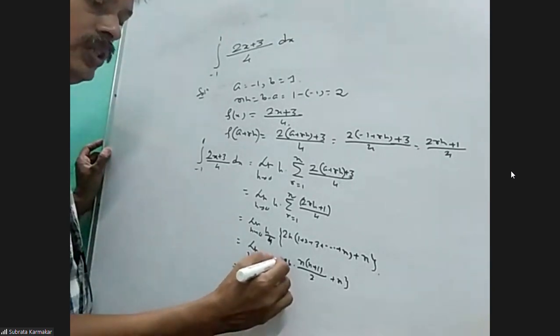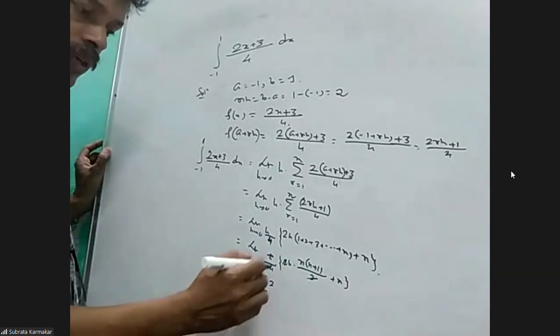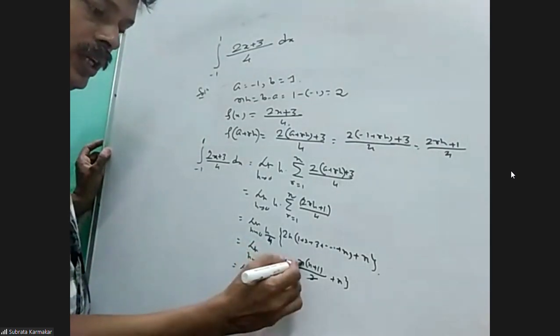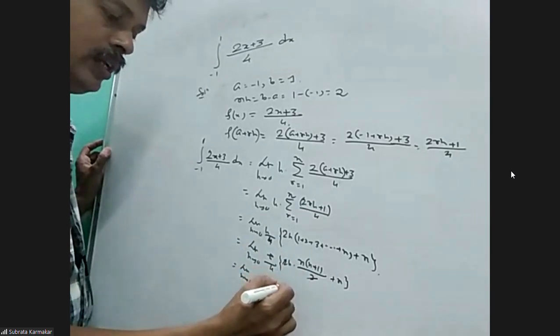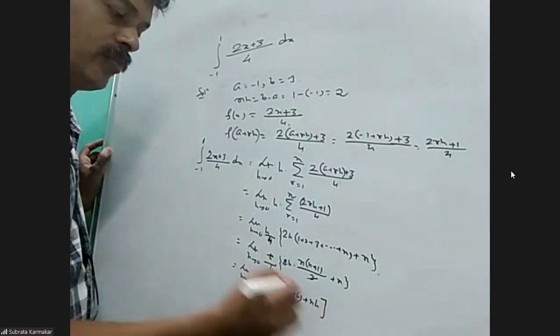So these two and these two will be cancelled. So what will you get? nh and nh plus h plus nh multiplying by h.